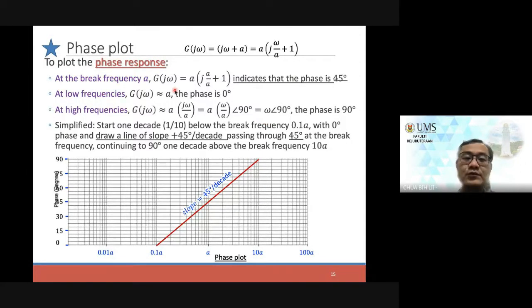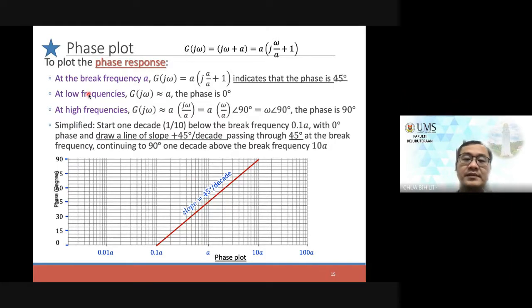We start with the first thing, the break frequency, which is at A. At A, it should be 45 degree, because of this relationship. So it should be equal to aj 1 plus a plus 1. If you have 1 plus 1, which is the same length in terms of x and y, therefore the angle would be 45 degree. That is why we mark the break frequency, we start at 45.